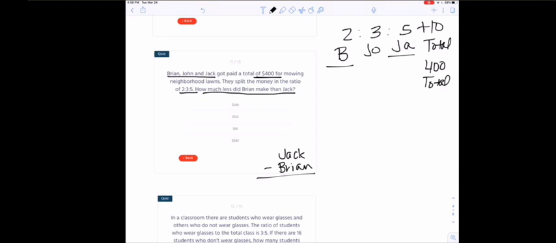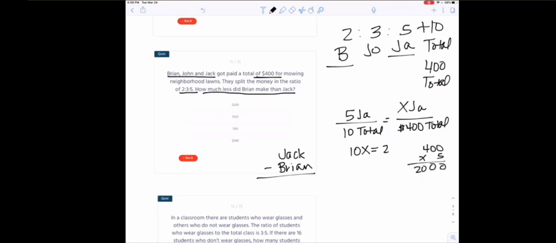So Jack, okay, 5 Jack to 10 total is equal to, I don't know how much Jack made out of the $400 total. Okay, let's cross multiply. 10x equals 400 times 5 is just 20, 2,000. I'm going to divide by 10. This eliminates a 0, and I find out that Jack made $200. So how much did Brian make?